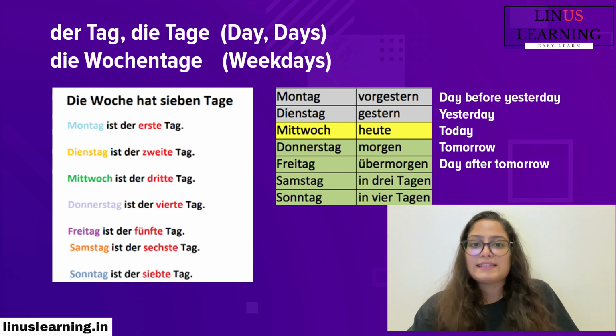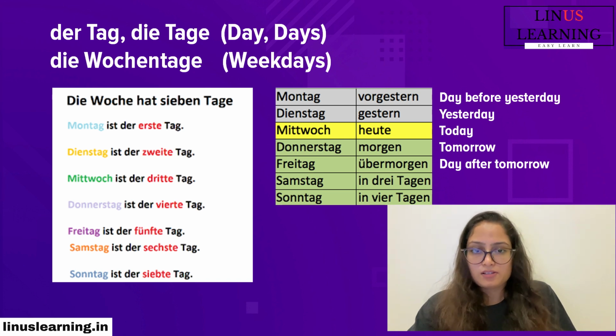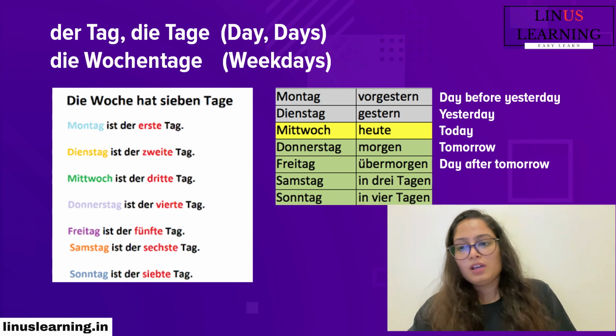Montag, Dienstag, Mittwoch, Donnerstag, Freitag, Samstag, Sonntag. I'll repeat. Montag is Monday, Dienstag, Tuesday, Mittwoch, Wednesday, Donnerstag, Thursday, Freitag, Friday, Samstag, Saturday, Sonntag, Sunday.